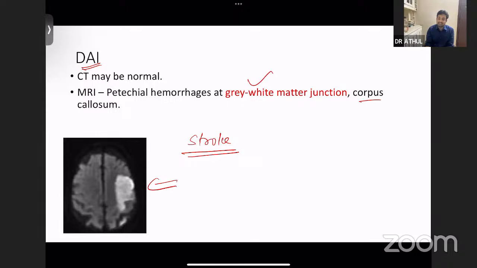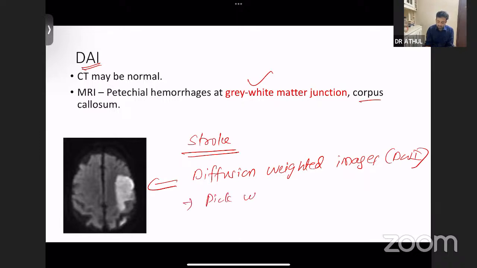You are seeing something very bright like this. So this sequence is known as diffusion weighted images, or we will call it DWI. This is the sequence that picks up stroke or infarct at the earliest. That is why this sequence is important. That is why they are asking DWI in exams, because DWI will pick up infarct first.